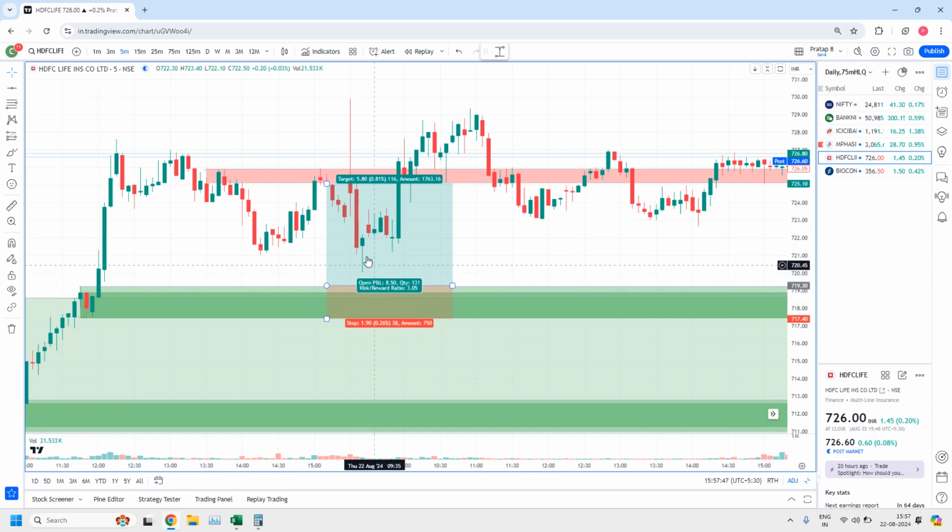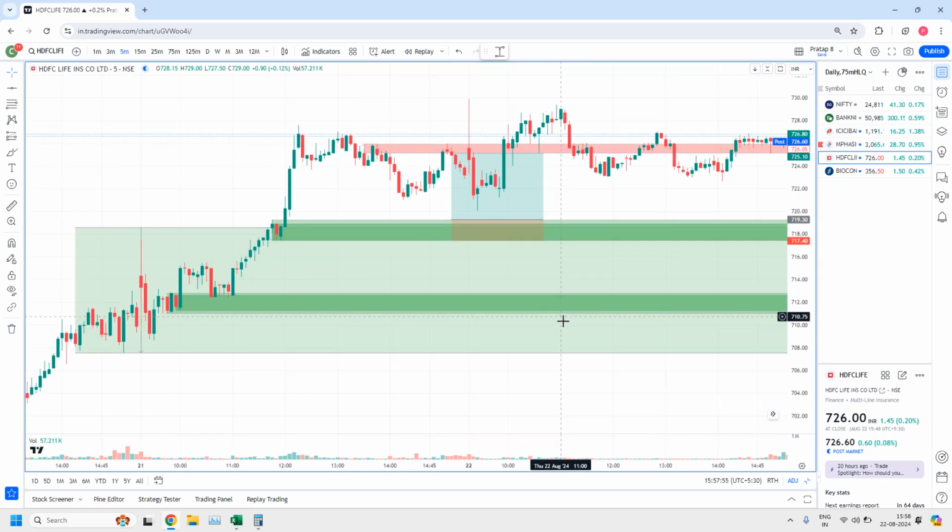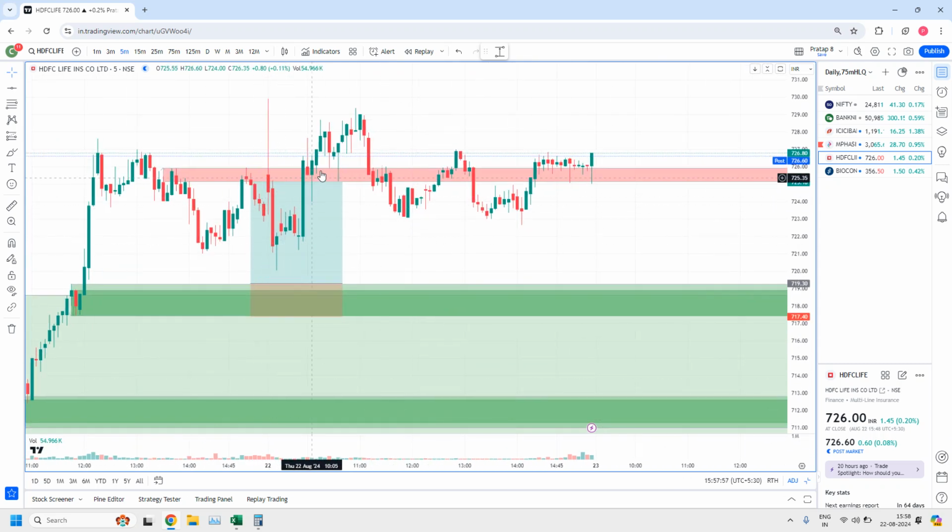But today it's unlucky. The price reversed just before this fine-tuned area and then started moving up. It gave a good profit. It even violated this 15-minute zone and moved further up. But anyway, we have to accept.